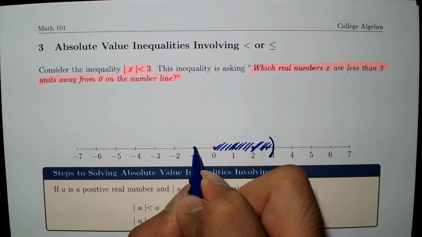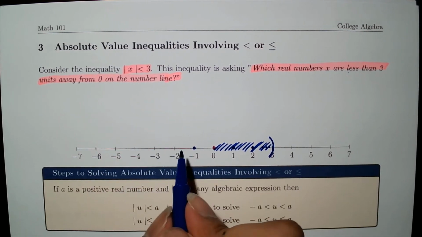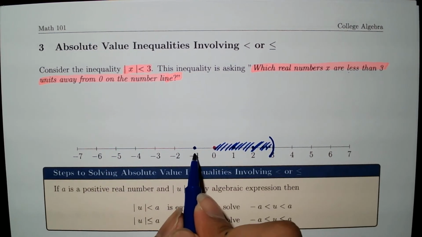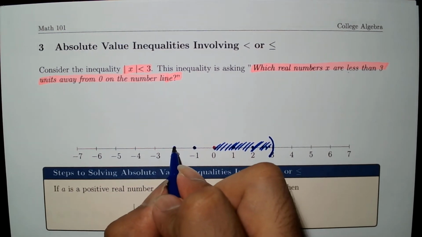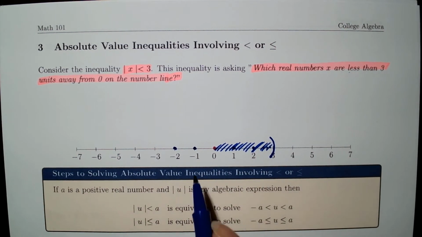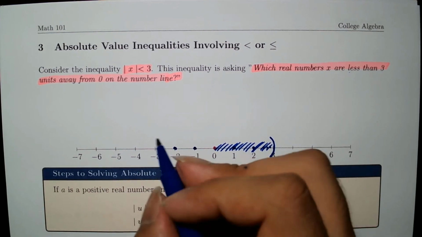What about the number -1? Is that 3 units or less away from 0? Which is correct. That is correct. Same with the number -2. It's also 3 units away or less from 0.